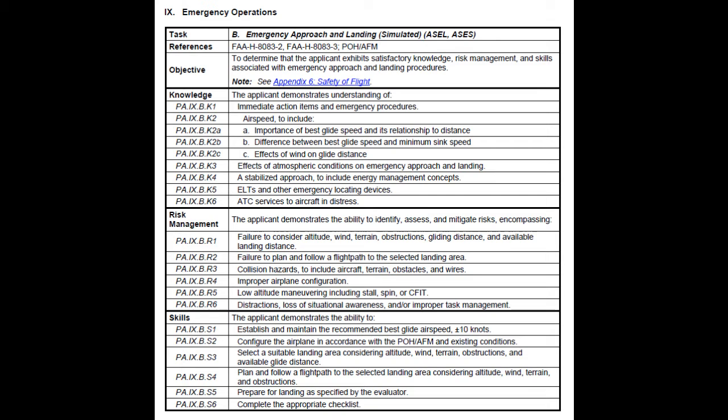The emergency approach and landing is a representation of catastrophic engine failure, and now we're a glider. So now what? We're going to look at the 6 skills that we have down there on the bottom, and we're really going to consolidate those into 3 easy steps, A, B, C.